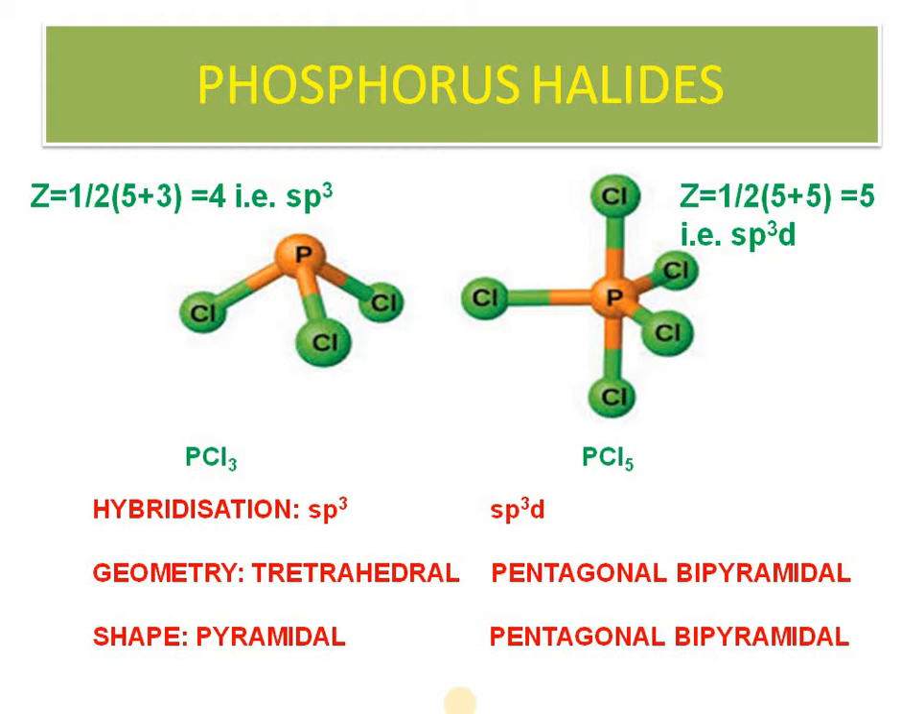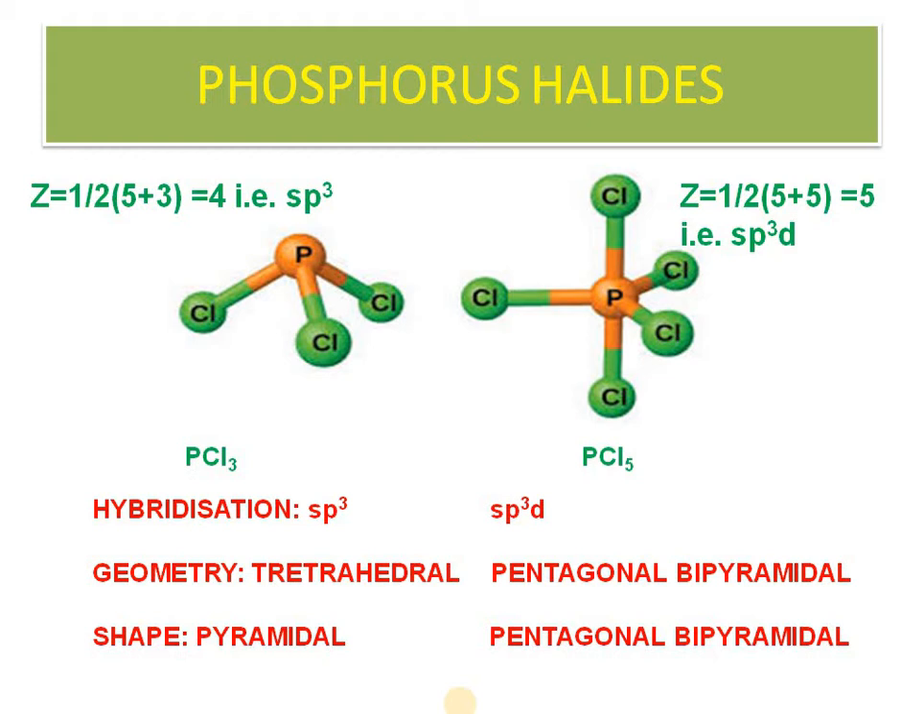How to calculate? We are already aware of this from inorganic chemistry basic fundamentals. We have discussed the hybridization methodology. Z is equal to half, where Z means the number of hybrid orbitals. Valence electrons 5, monovalent atoms 3, 5 plus 3 is 8, 8 by 2 is 4. 4 means sp3.